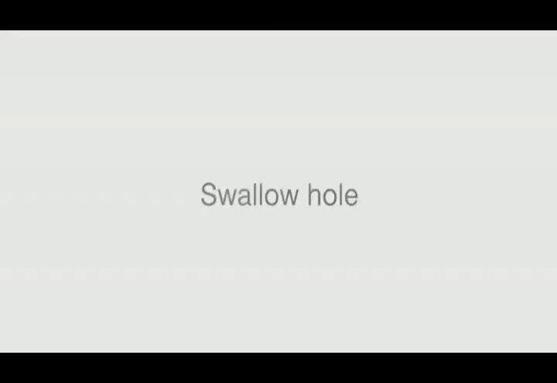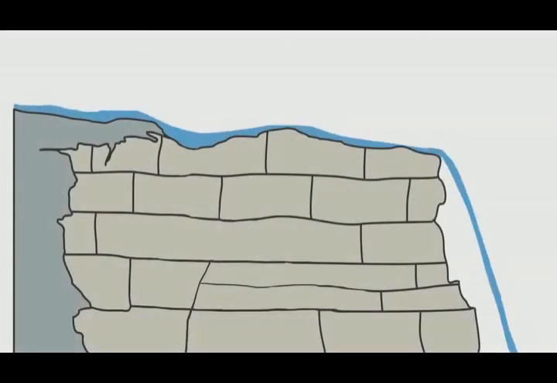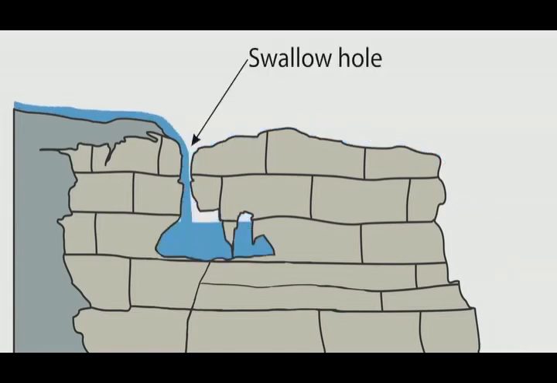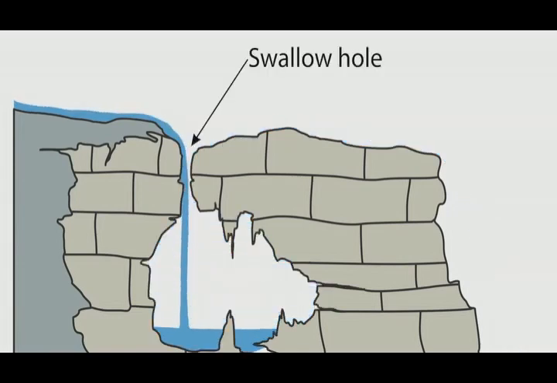Swallow hole. Rivers also dissolve limestone. A river which may begin in a non-limestone area can disappear underground when it reaches a limestone surface. This occurs because the water widens the joints and the bedding planes of the limestone rock through carbonation. The river will then disappear underground through a swallow hole.